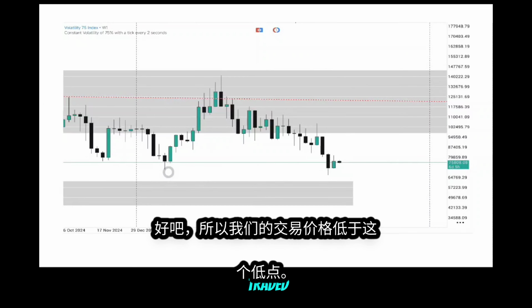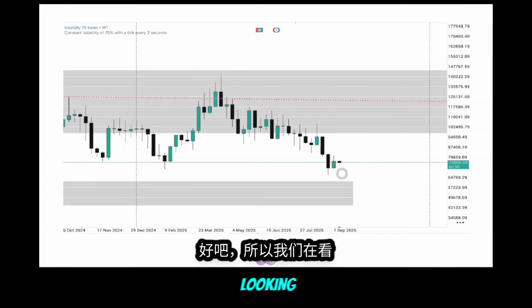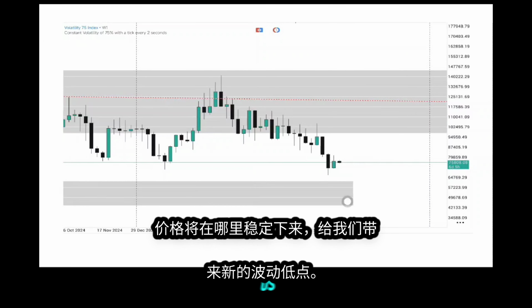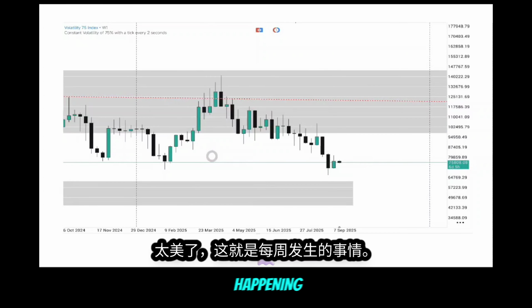So we have traded below this low. It means that a new swing high has been formed. There's a swing high in here. We are looking at where price is going to settle to give us the new swing low, that's the lower low. Beautifully, that's what is happening on the weekly time frame.